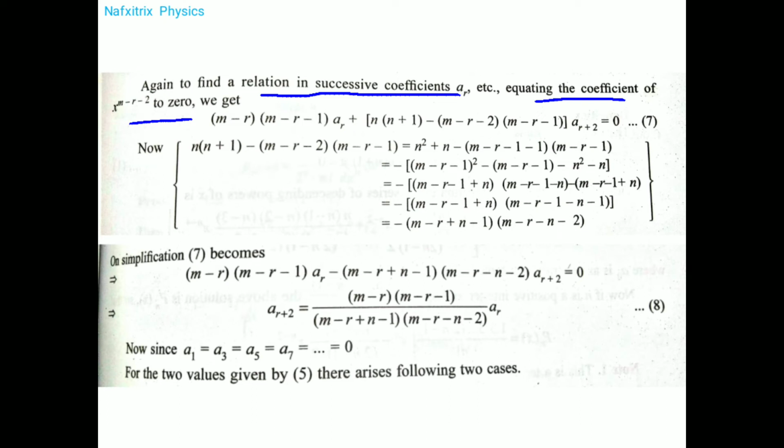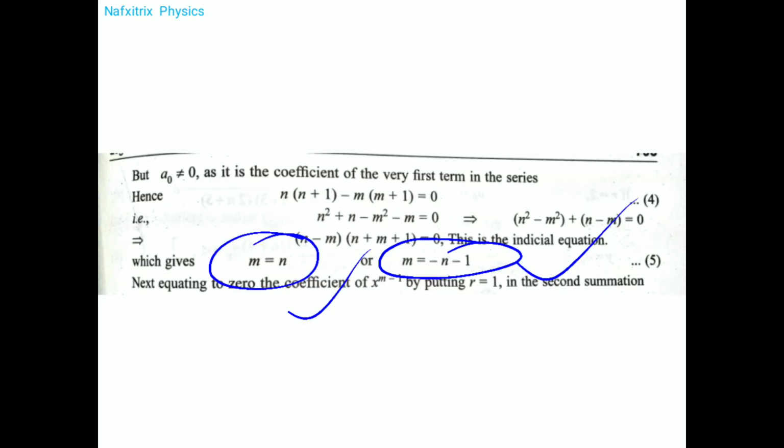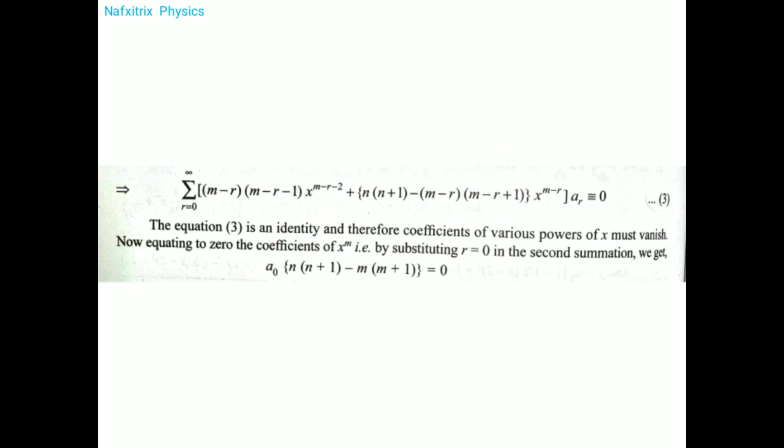So now we need to consider the coefficient of this x power m minus r minus 2. So what could be its coefficient? Just like the coefficient of x power m is 0 and the coefficient of x power m minus 1 is 0, like that the coefficient of x power m minus r minus 2 must also be equal to 0. So that one we need to consider from this equation.